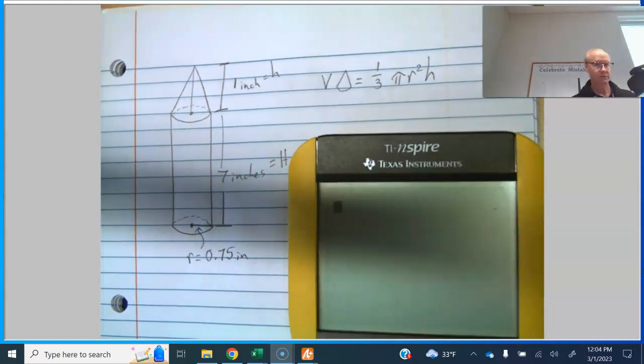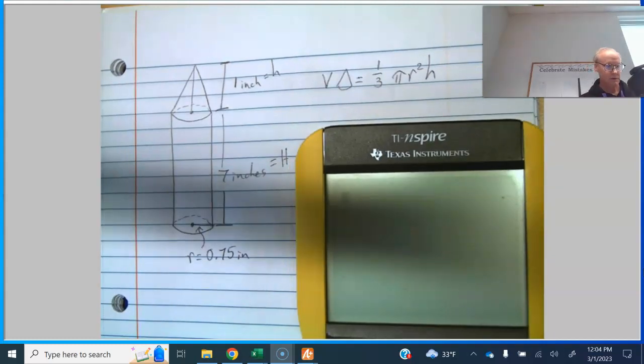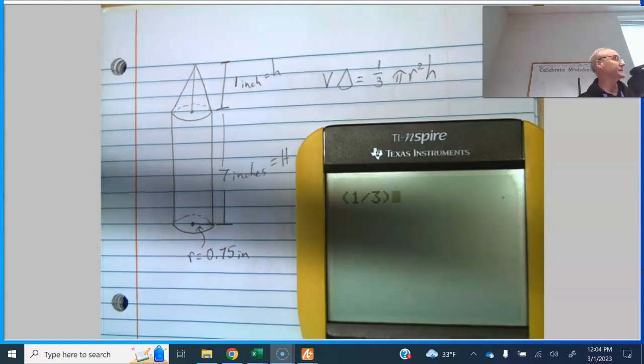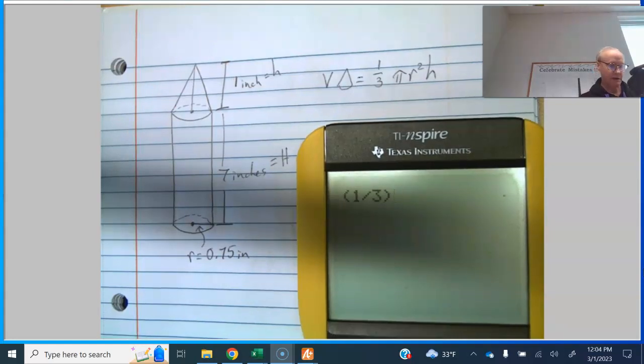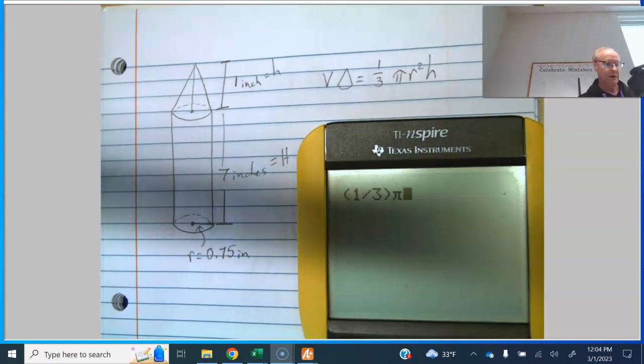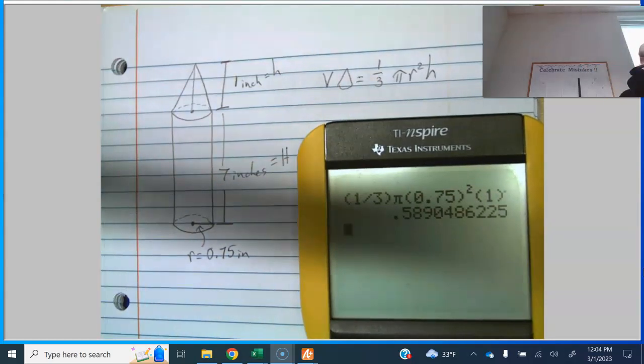Guess I'll do this cone first. I got 1/3, that's 1 divided by 3 in parentheses, pi, and I want the radius squared. The radius is 0.75. I could store my radius as r, but it's just as easy to put it in and square it. And I'm multiplying it by h, but it's just 1. That's not going to make any difference. See if you got the same thing, 0.589.